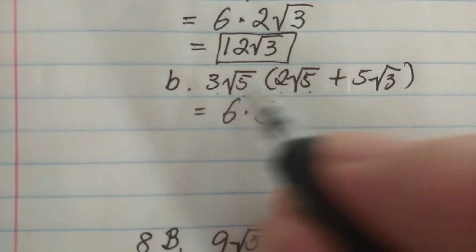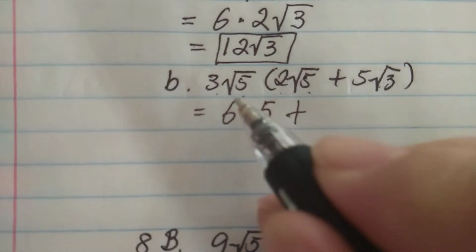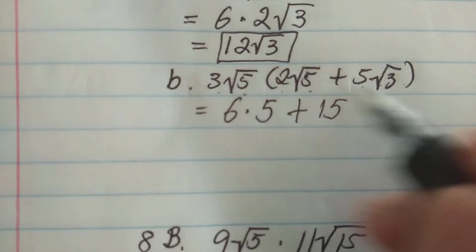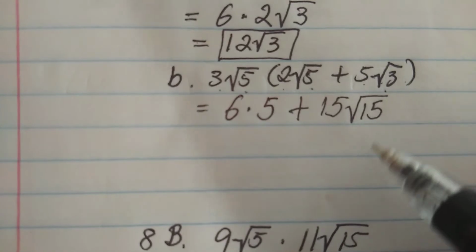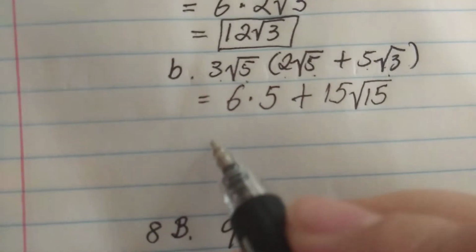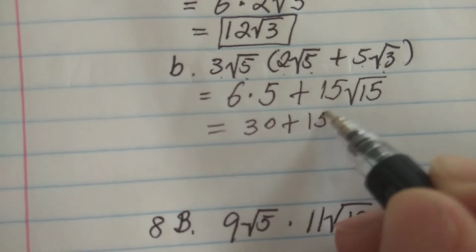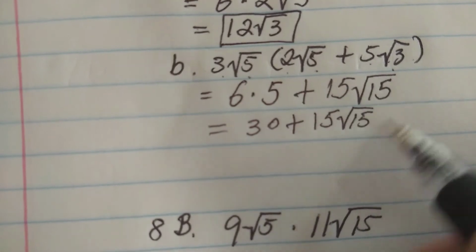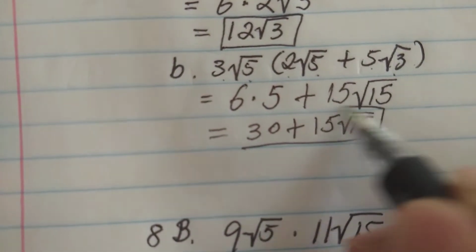And then you're going to distribute this to this one. So it's plus 3 times 5 is 15. And then this is 5 times 3, but still inside the radical. So now you have 30 plus 15 radical 15. Now this radical 15 cannot be simplified further. So your answer is simply this.